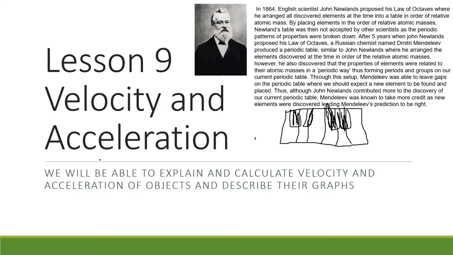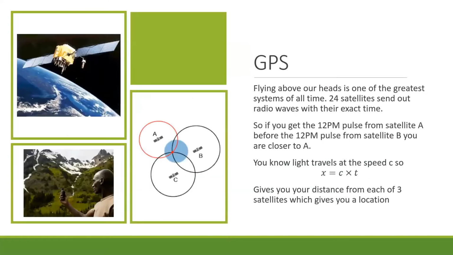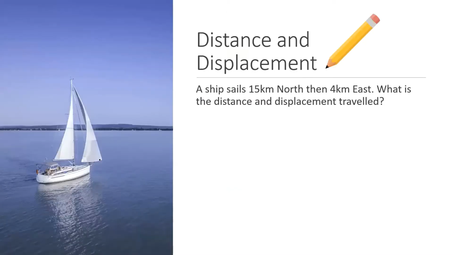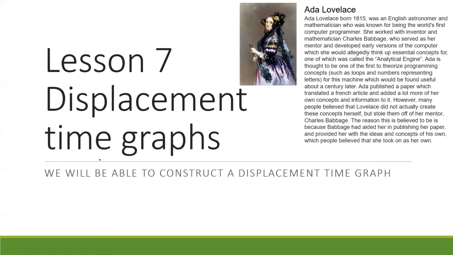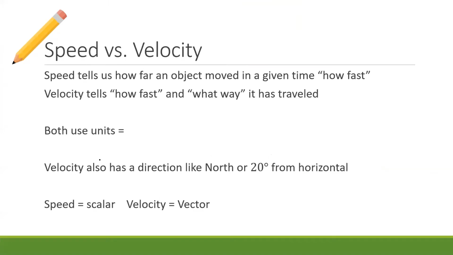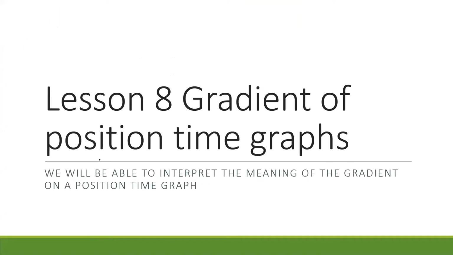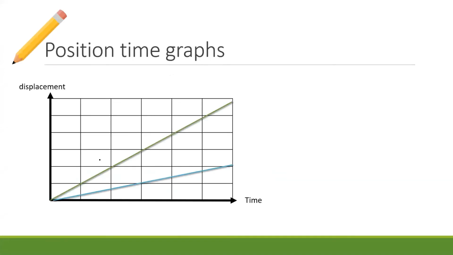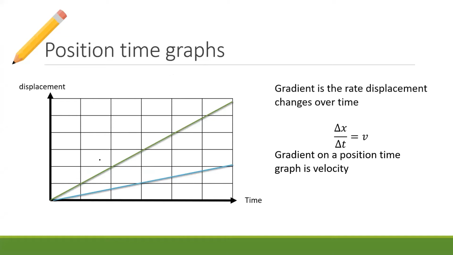Last time I had you, we were talking about graphs. We did displacement time graphs, and we looked at what a displacement time graph would look like. Then we spent a short lesson on the gradient of position time graphs. We said, here's a position time graph. The gradient, rise over run, is displacement over time, which is going to give you the speed.